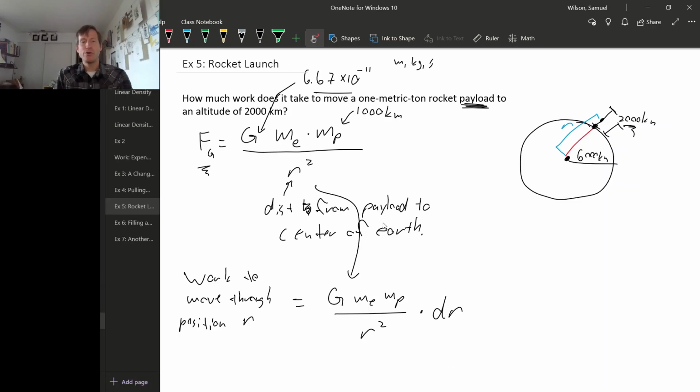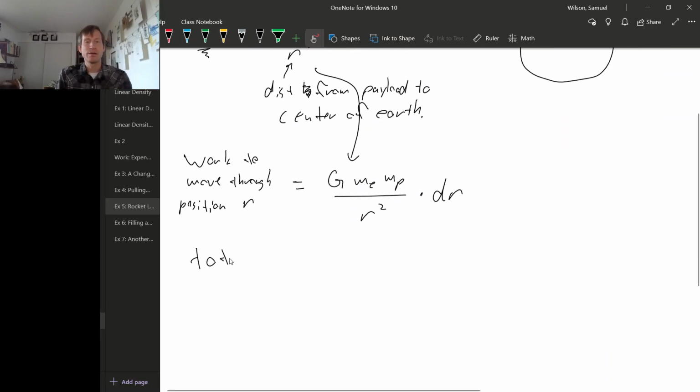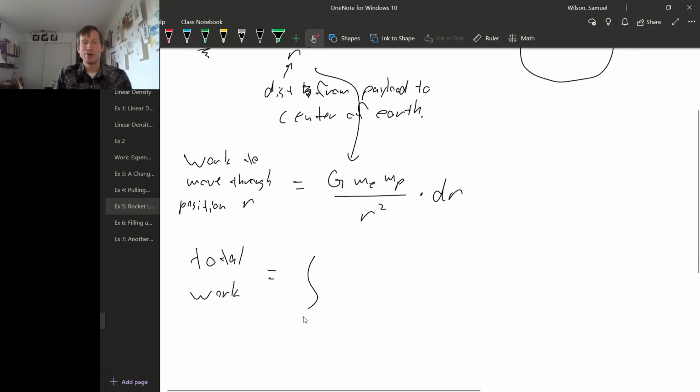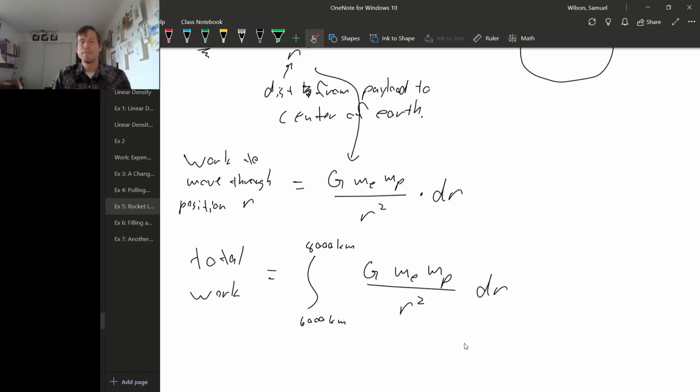Okay, so to get the total work, we're just going to integrate this. And we are starting 6,000 kilometers from the center of the Earth. We're going up to 8,000 kilometers from the center of the Earth. So we're going from 6,000 kilometers to 8,000 kilometers of G, mass of the Earth, mass of the payload, divided by square of r, dr.